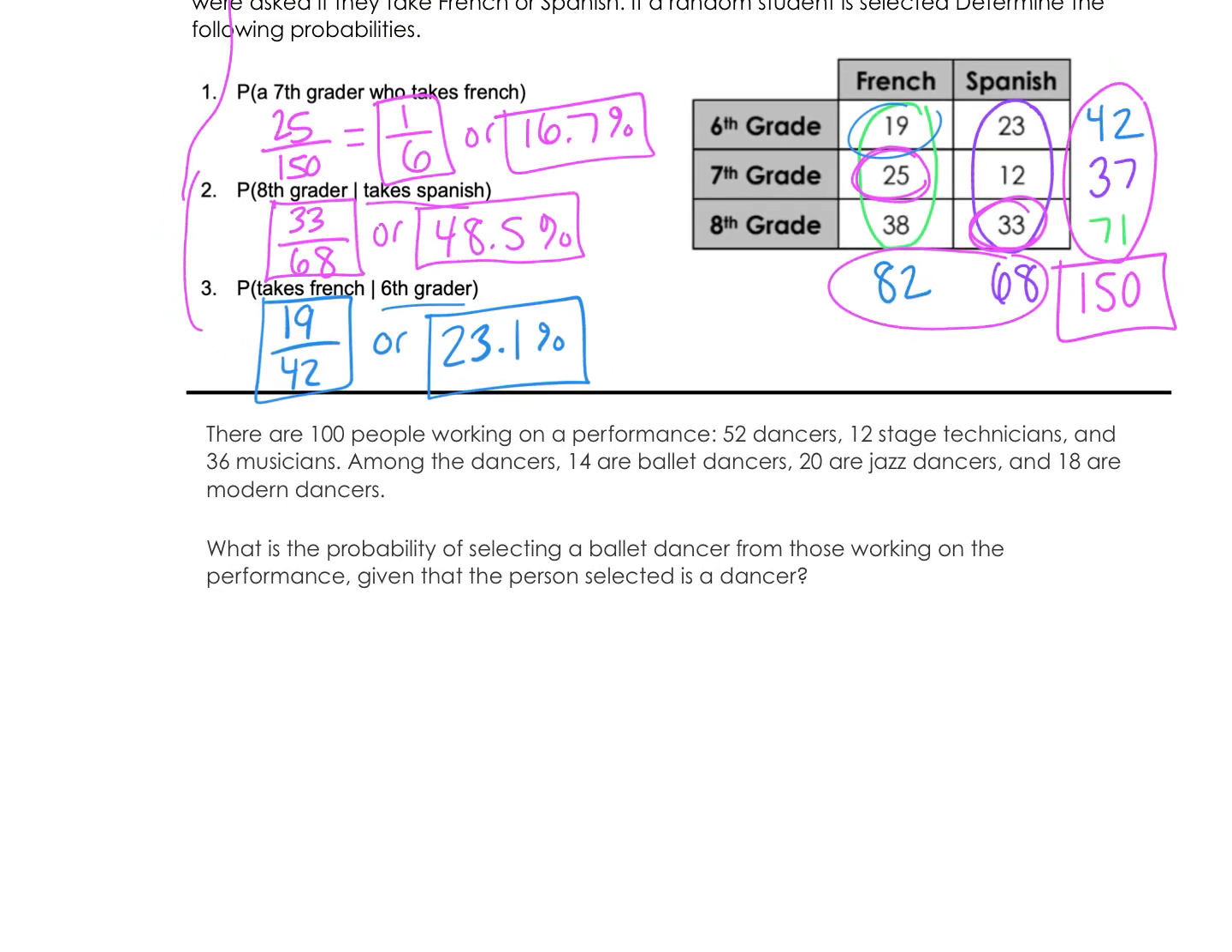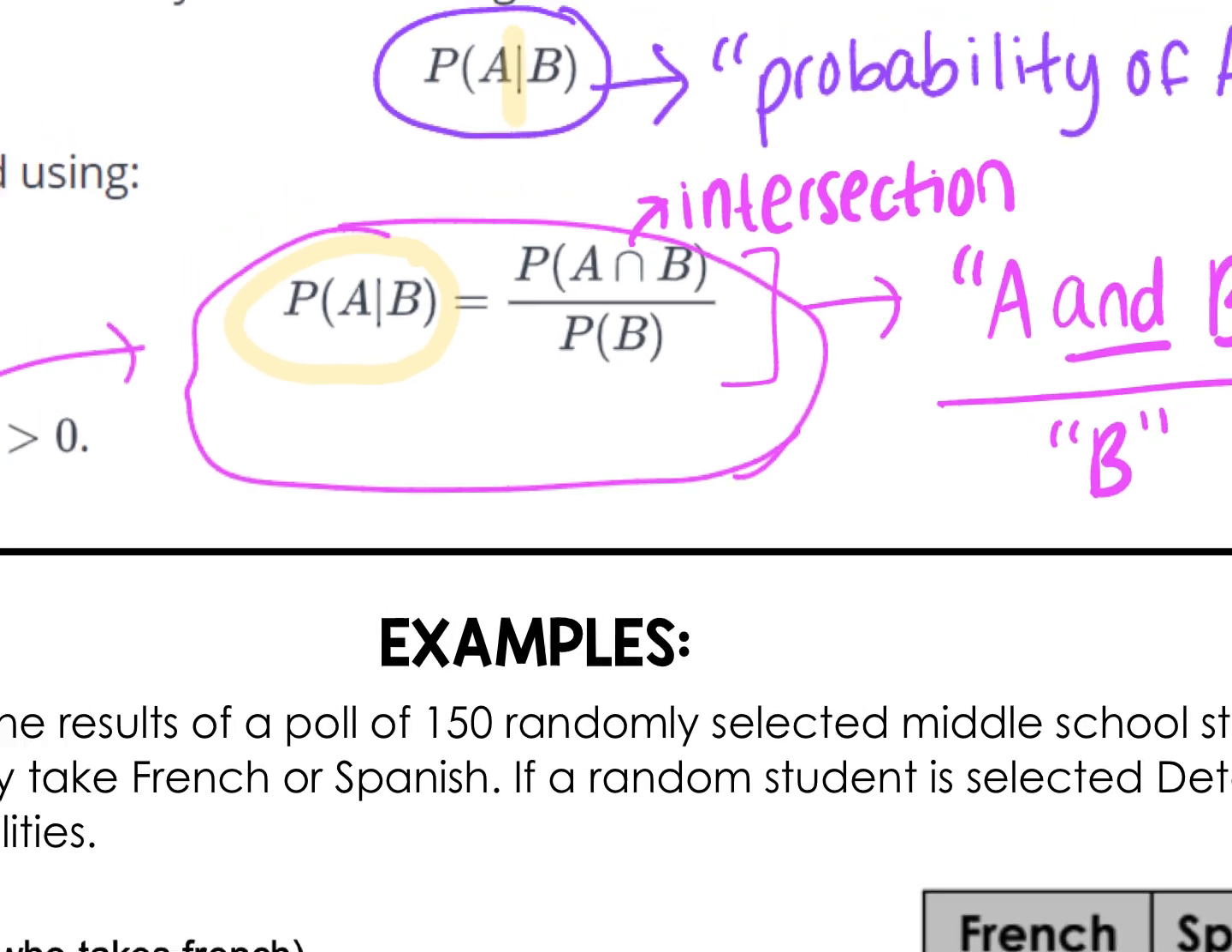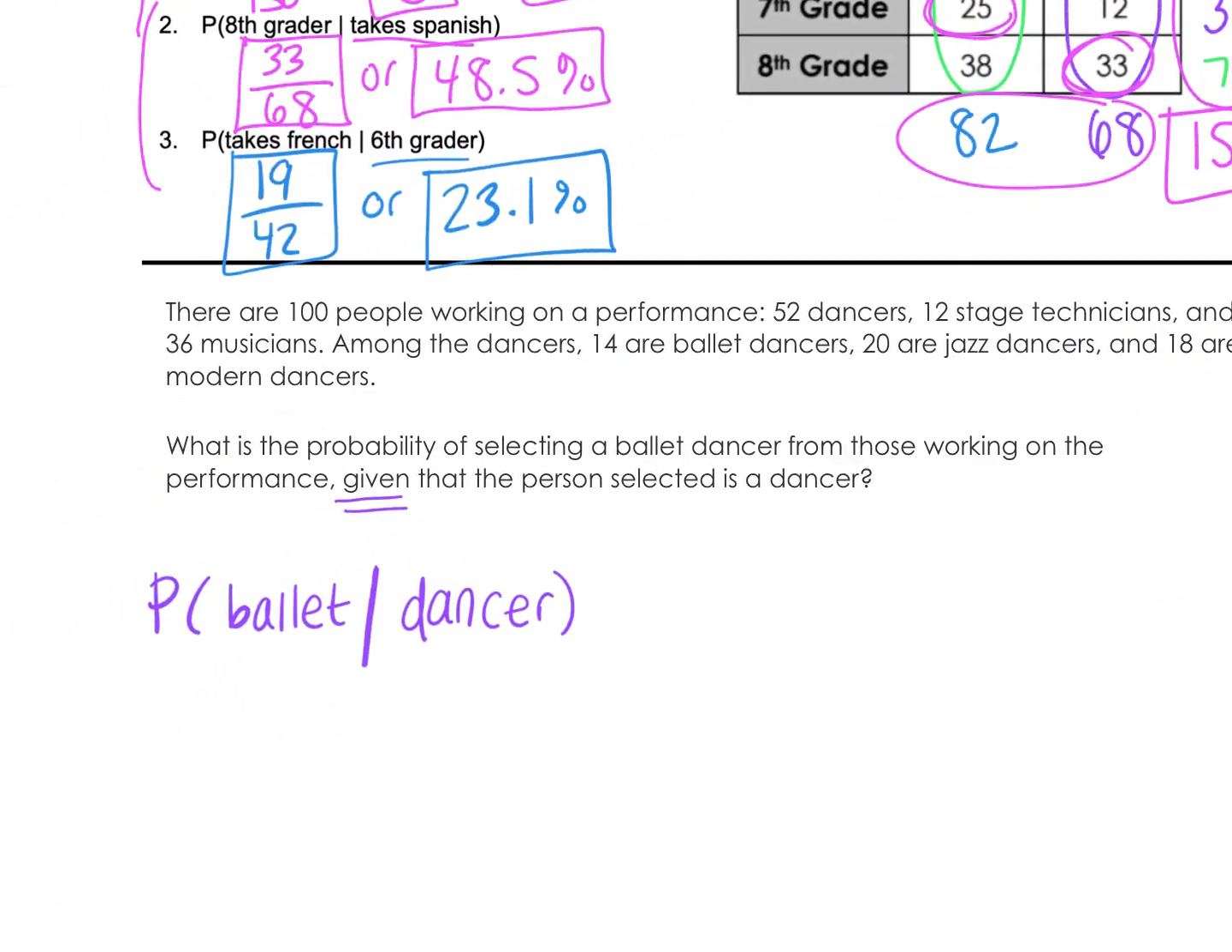Especially when I see the word given, I recognize that's conditional probability, which is important. And then I want to translate it to a probability notation statement. So this is asking for the probability of selecting a ballet person, given that they're a dancer. This is that vertical slash for given. Then what I always do is apply that formula from the top of the page, the one we used on the previous example.